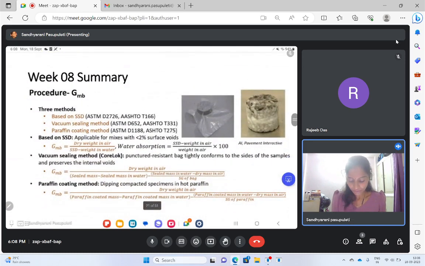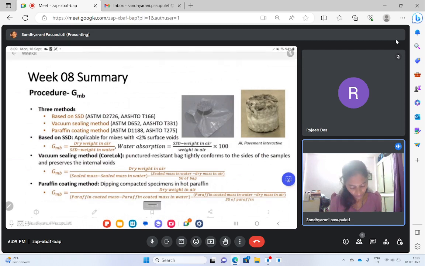So, if we come to the 8th week lectures, in these lectures mostly the detailed discussion about all the volumetrics has been covered, with the introduction of the calculation of bulk specific gravity and theoretical specific gravity as the initial discussions. So, if we look at the GMB, which is nothing but the bulk specific gravity.